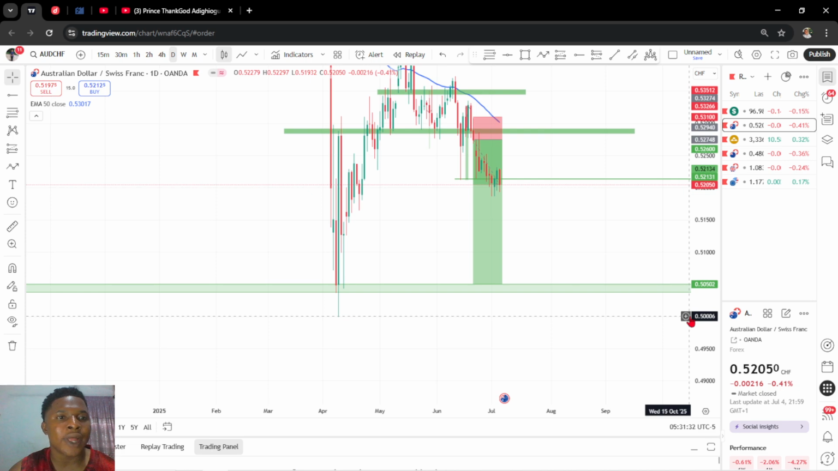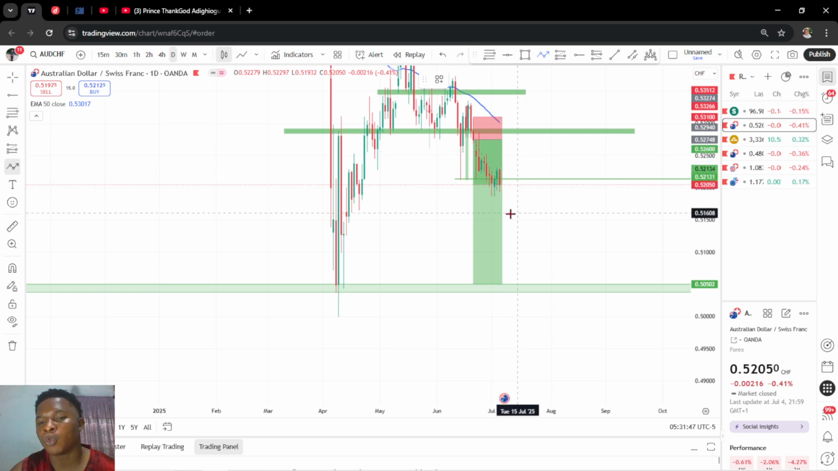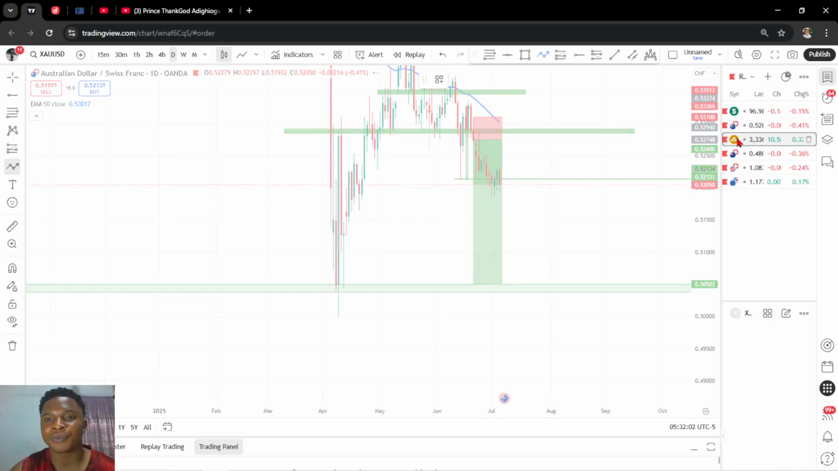So if I'm going to enter this market again, I have to wait for the market to clear, break down, retest back and create a lower high. I want this market to come and give me another lower high so I can trade it. But for now, the market is still consolidating around this minor support level here, so I've been watching it closely to know what we will do next. So the next on my list is gold.